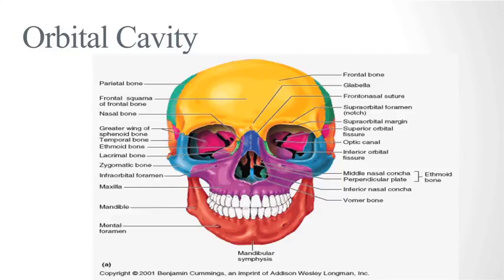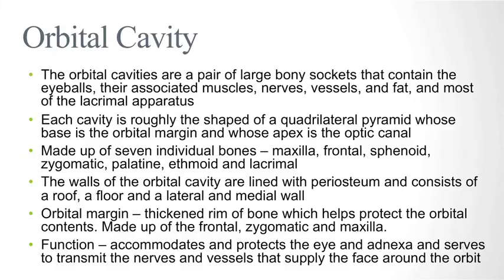The orbital cavity. The orbital cavities are a pair of large bony sockets that contain the eyeballs, their associated muscles, nerves, vessels, and fat, and most of the lacrimal apparatus. Each cavity is roughly the shape of a quadrilateral pyramid, whose base is the orbital margin and whose apex is the optic channel. Made up of 7 individual bones: maxilla, frontal, sphenoid, zygomatic, palatine, ethmoid, and lacrimal.